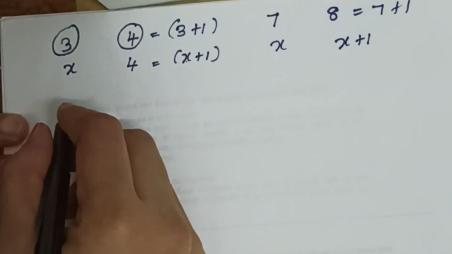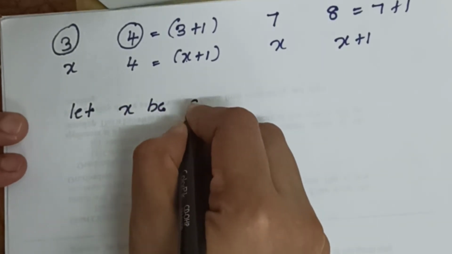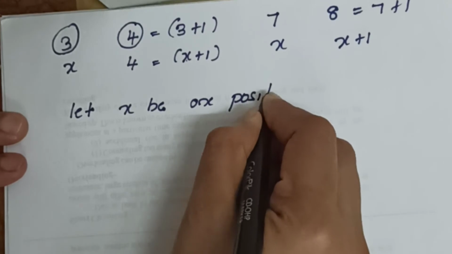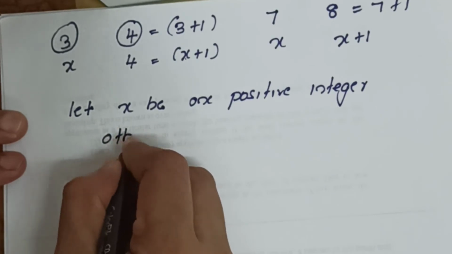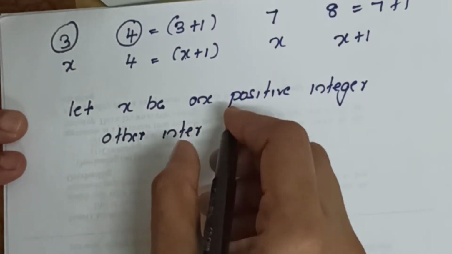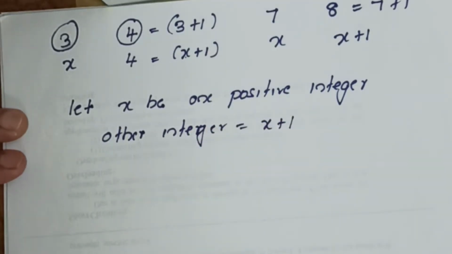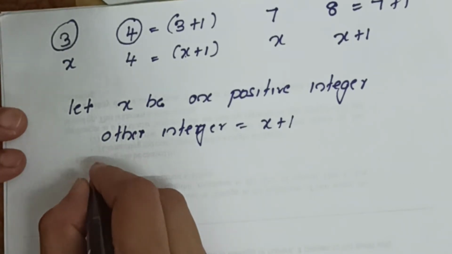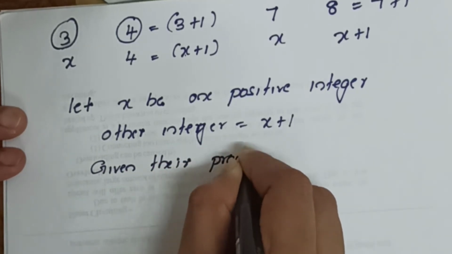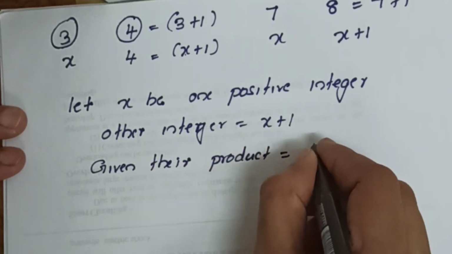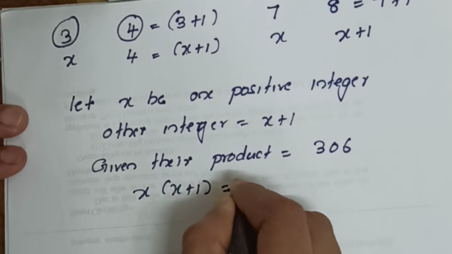Okay. So let us consider, let x be the first positive integer. Then what will be the other one? The other consecutive positive integer will be x plus 1. Is it clear? Now given their product is equal to 306. That means x into x plus 1 is equal to 306.